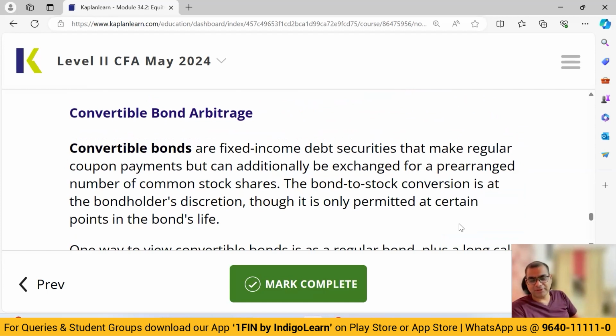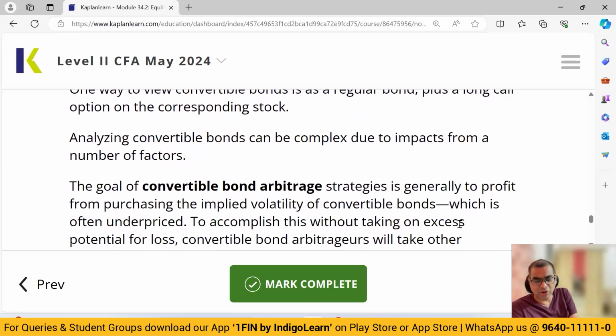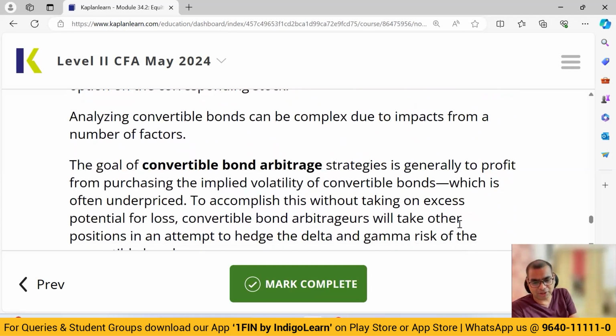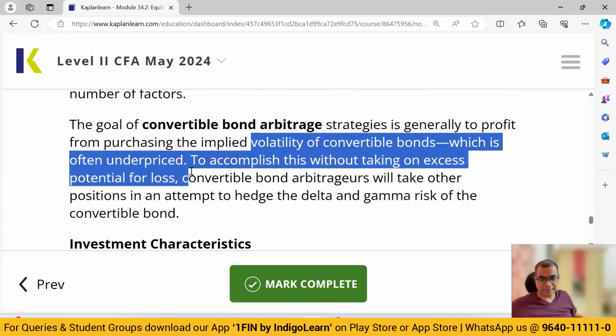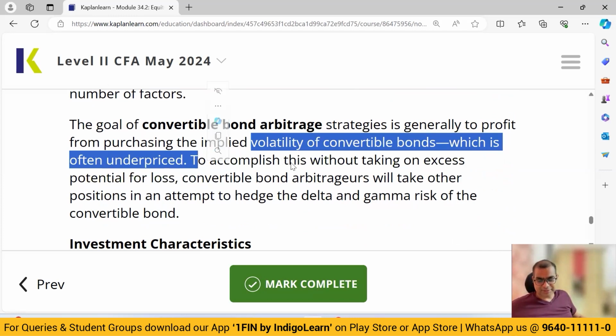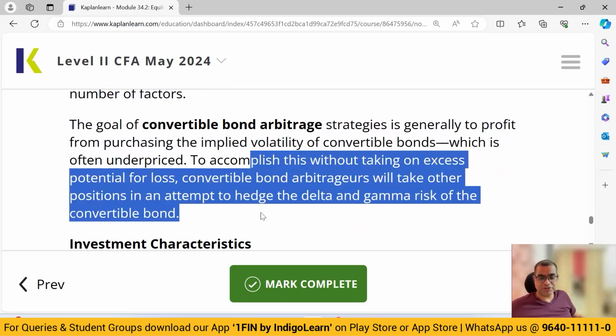Okay. Then you have convertible bond arbitrage, typically called converts. That's market slang for convertible bonds, converts. They are fixed income securities with regular payments, but can be exchanged for shares. We know what it is. Now, the problem with convertible bonds is that it is very difficult to analyze how they function. The goal of these strategies is to profit from purchasing the implied volatility of the bonds, which is often underpriced. I'll explain what this means. To accomplish this without taking on excess potential loss, convertible bond arbitrage will take other positions in order to hedge the delta and gamma risk of the convertible bond.